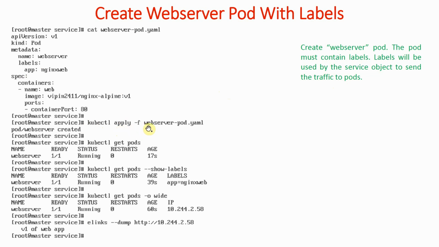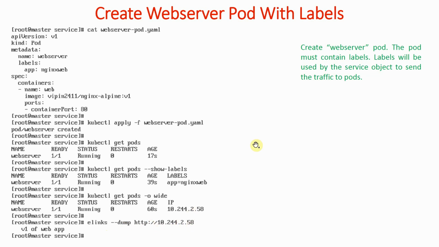So now we are going to create that web server pod. kubectl apply -f with that file's name. Now when we say kubectl get pods, it is saying our one pod is ready. That means the pod is ready, the container is ready, and it is running. And if we say kubectl get pod --show-labels, it is going to show the label apps equal to nginx web, and with the -o wide option we are going to get the address. Now can we access it directly? Yes, elinks --dump, we can use that address and access it.